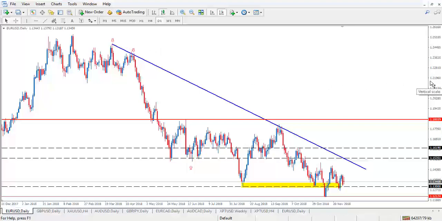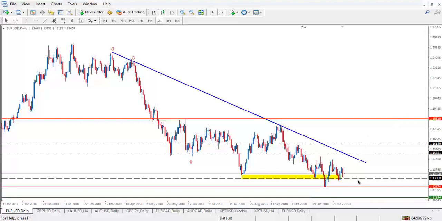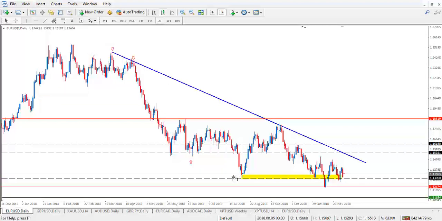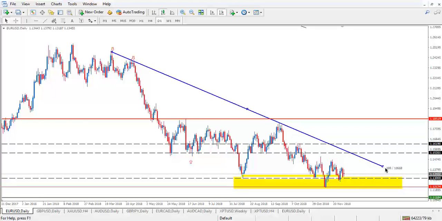So what we're going to do this week is wait for the pair to reach the area between 1.13 to 1.1217. This area, let me highlight it for you. In case the pair goes down and shows some bullish evidence, we can go long targeting the downtrend line, and when the price reaches the downtrend line and shows some bearish evidence, we can go short targeting the level of 1.1217 during the week.